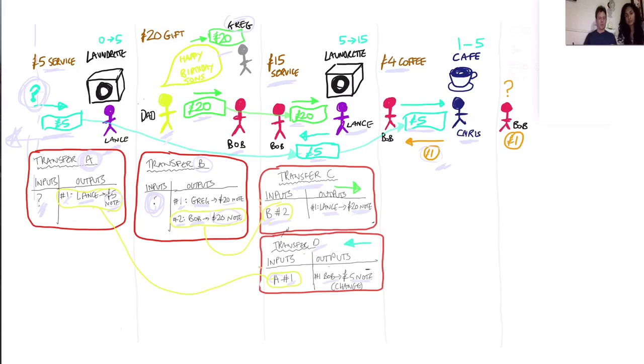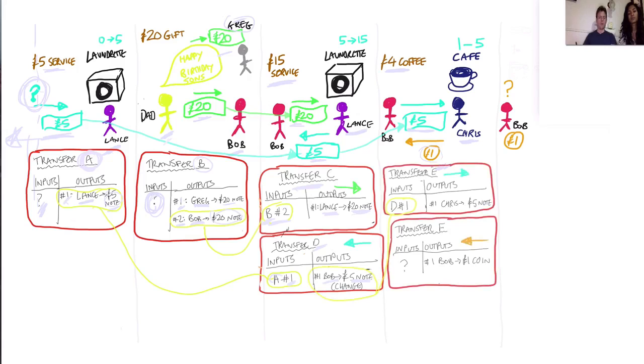Does it make sense so far? We've just got these transaction documents that list inputs and outputs, and there's a relationship between the inputs of one transaction and the outputs of previous transactions. Then we have our scenario where Bob goes to the cafe, and now Bob hands over a £5 note to the cafe to buy this £4 coffee.